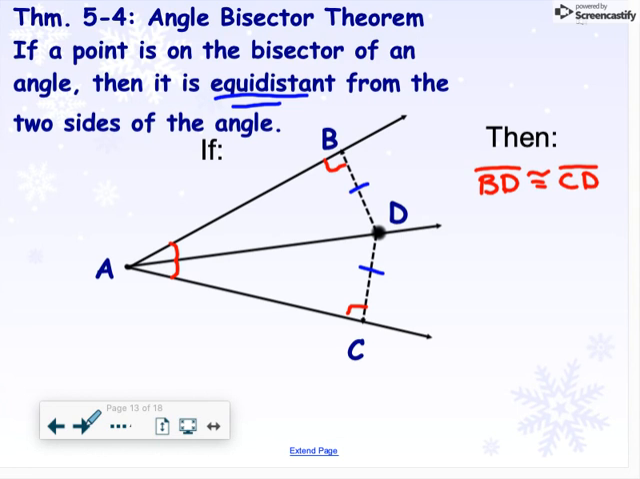So the angle bisector theorem states if a point is on the bisector of an angle, then it is equidistant from the two sides of the angle. So if that angle is bisected, then these segments are also equal to one another. If we need to pause the video, please feel free to do so.